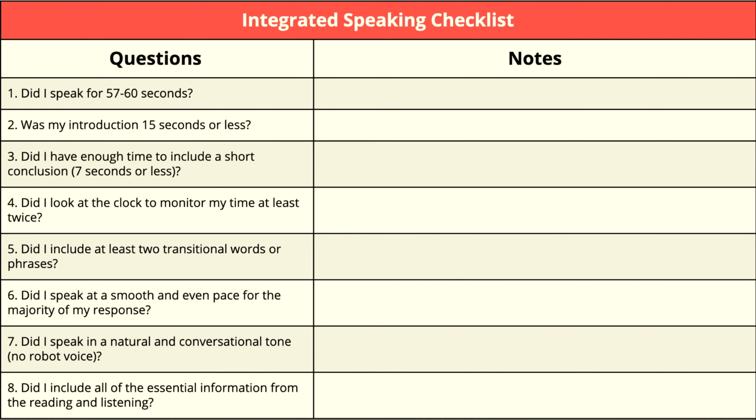The next one, number 7, did I speak in a natural and conversational tone? So no robot voice. Make sure that you don't say, according to the reading passage, blah, blah, blah, according to the listening, blah, blah. You want to sound natural and conversational. According to the reading, according to the listening, try to sound like you're talking to a friend at a coffee shop. Very important.